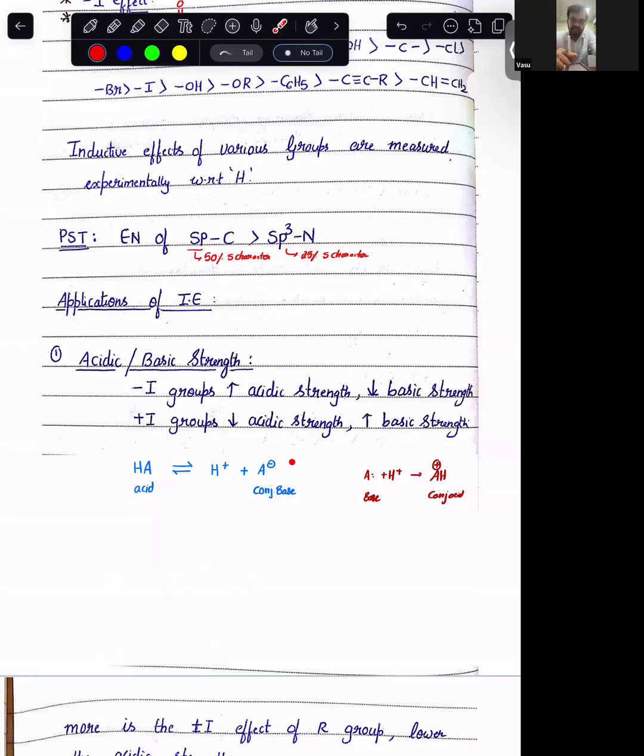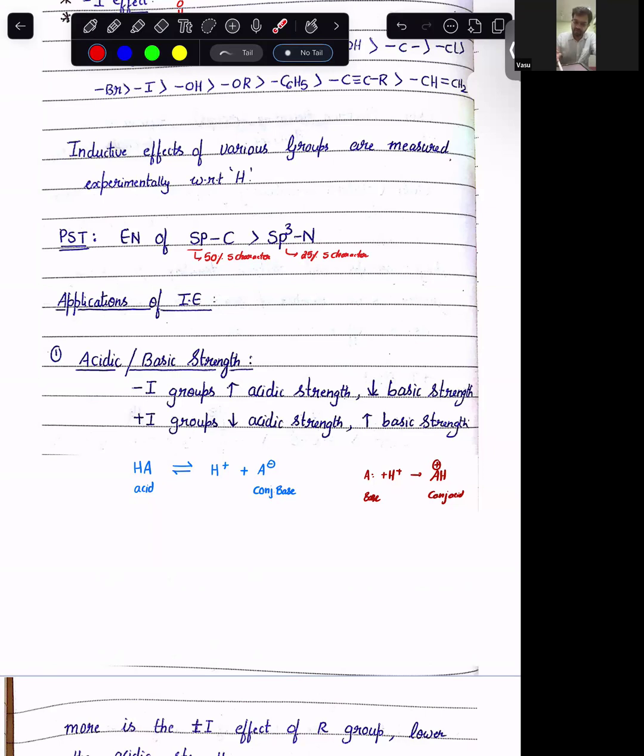This being negatively charged, we need to look for those entities inside this which are stabilizing that negative charge. Negative charge can be stabilized whenever you are trying to pull that negative charge, right? So electron withdrawing groups are going to increase the stability of the conjugate base, and electron releasing groups are going to decrease the stability of the conjugate base. So electron withdrawing groups increase the acidic strength, hence minus I groups increase acidic strength.